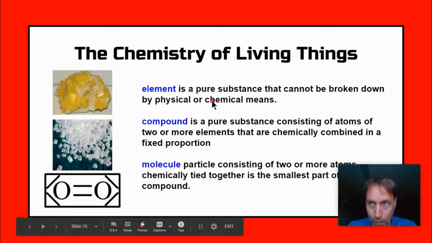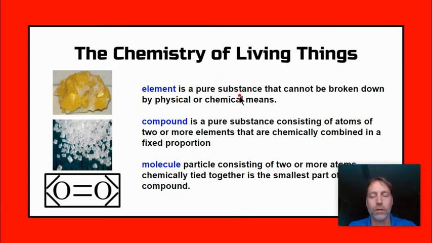And we'll talk first about what's called an element. Okay, an element is a pure substance. That means it's all the same thing. Remember, a substance has all the same material throughout. So an element has all the same type of atoms in it, and it can't be broken down by physical or chemical ways. So here's a picture.